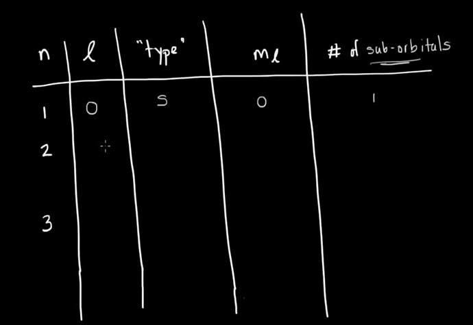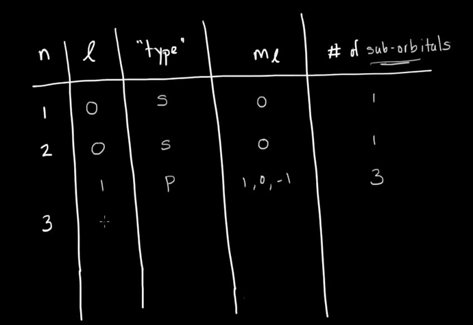Alright, for n equals 2, we can have one 2s orbital, that's going to have an L of 0, same thing, m sub L of 0, 1 suborbital. We can also have a 2p orbital. In that case, our angular momentum quantum number is going to be, not 0, it's going to be 1. We can have 3 possible m sub L values, 1, 0, or -1, and we're going to have 3 suborbitals for a maximum of 6 electrons.